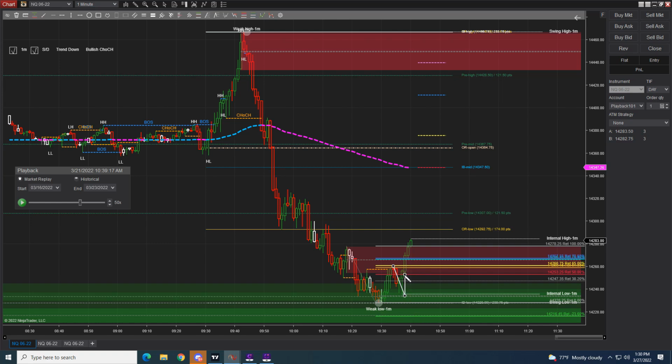So this algo gets stopped out, and now the market comes back up. So was there a potential trade here? Well, you'd have been taking it without the series of confirmations that we might look for. So did you have a trade?